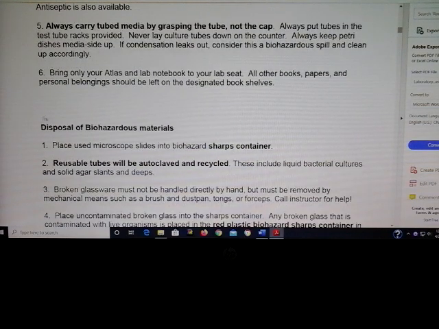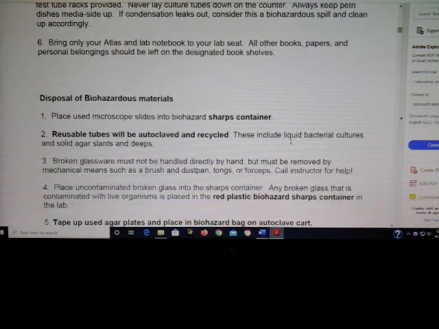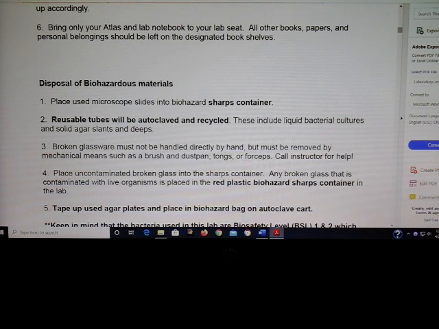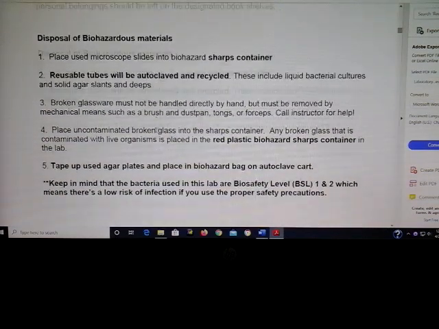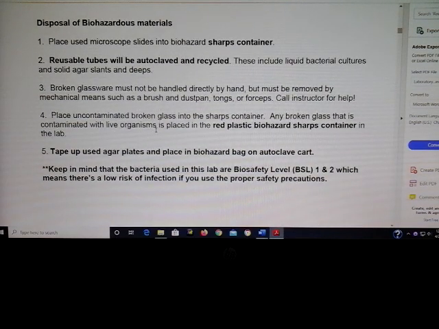Now, again, important things that you should be aware of because these will show up on your quizzes and tests, guys. How do you dispose of things? Well, anything sharp like a microscope slide or needle goes in the sharps container. We have reusable tubes. They will be autoclaved and recycled, so they go on the test tube rack at the front of the room. Any other types of things, like broken glass, etc., again, that goes in a biohazardous sharps container.